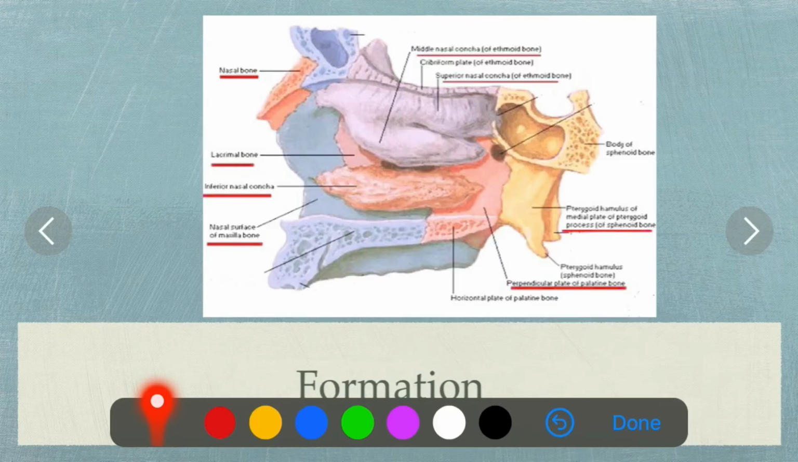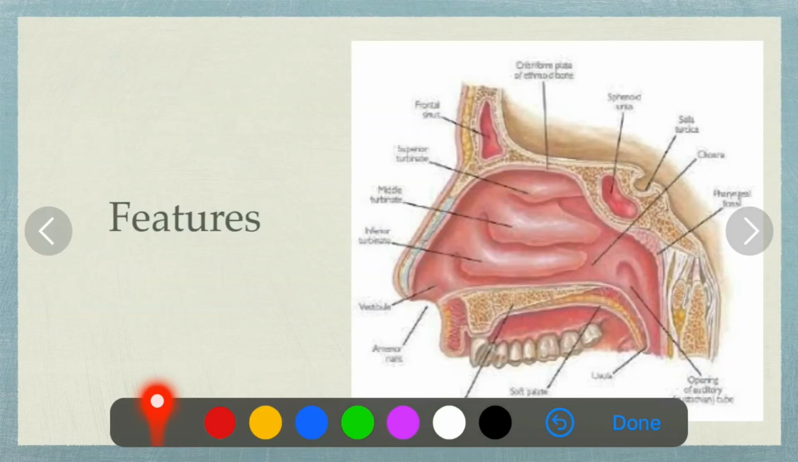This lateral wall is formed by a number of bones and cartilages. The bones are the nasal bone, frontal process of maxilla, lacrimal bone, the superior, middle and inferior conchae, perpendicular plate of palatine, and the medial pterygoid plate. The cartilages forming the lateral wall are the upper and lower nasal cartilages. Moving on to its features, the lateral wall is divided into three areas.